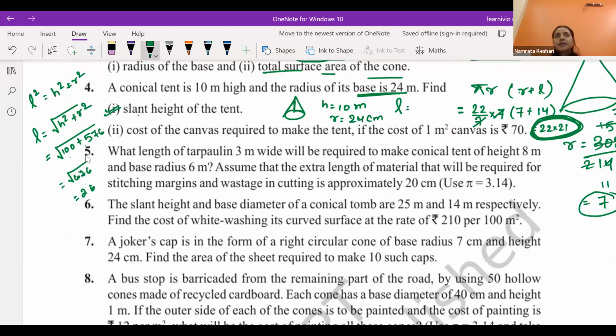You can understand, tent means basically the overall lateral surface area, the curved surface area. That we will be finding. And the cost is given as, for 1 meter square, the cost is 70. So whatever curved surface area you find, accordingly you will find the total price. Please do it, everyone.